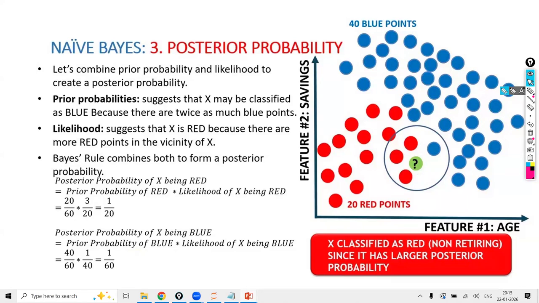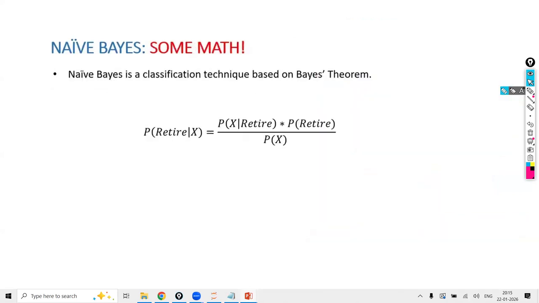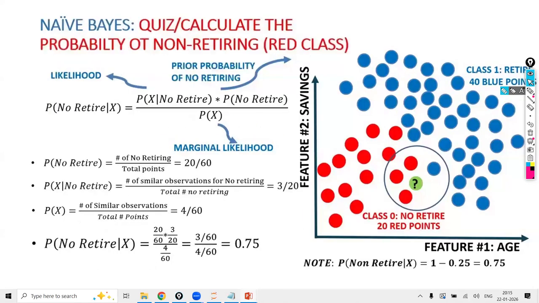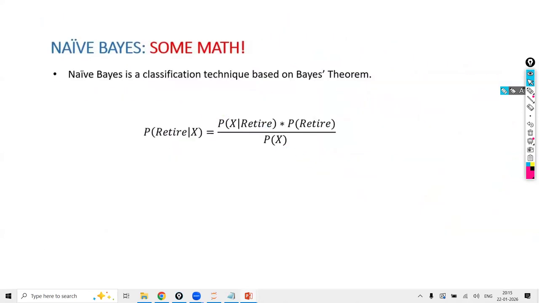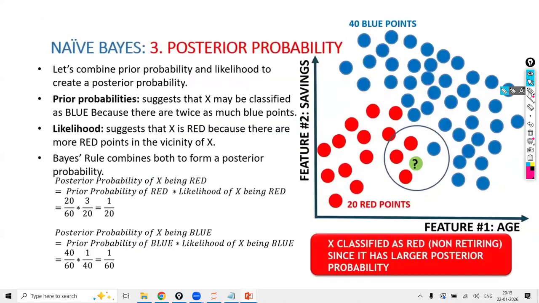Point is clear? This is from a basic example. I will explain with one more example also. What is that one more example? As I have told you now, Naive Bayes. What is meant by Naive? This is Bayes. Bayes has calculated the posterior: 1 by 20, 1 by 60.